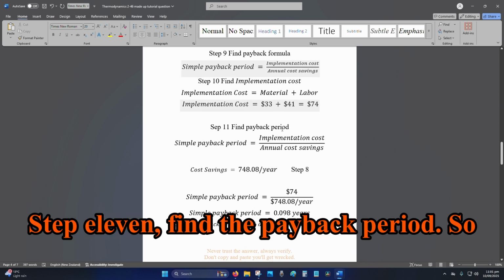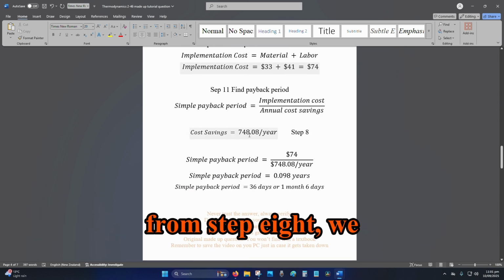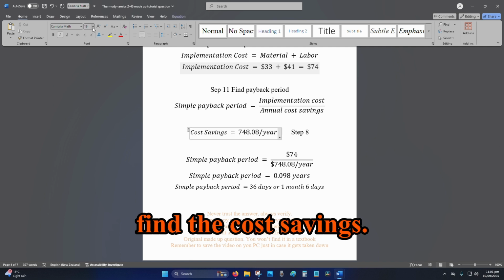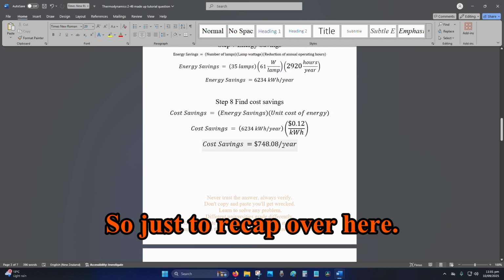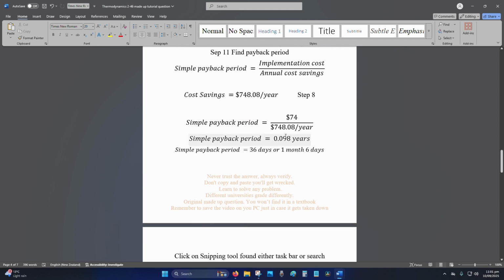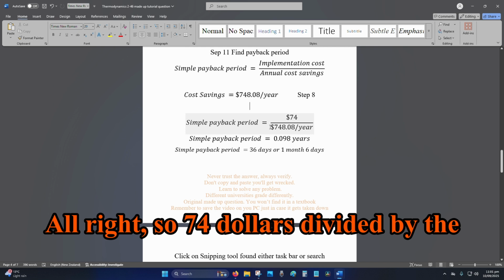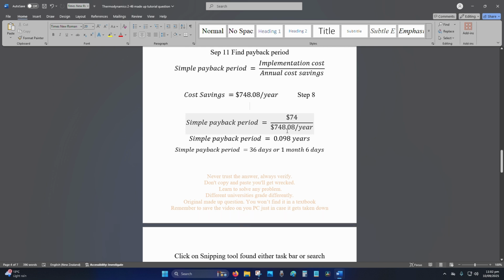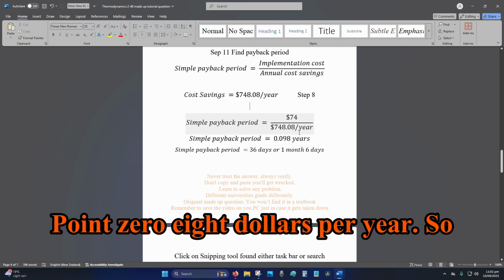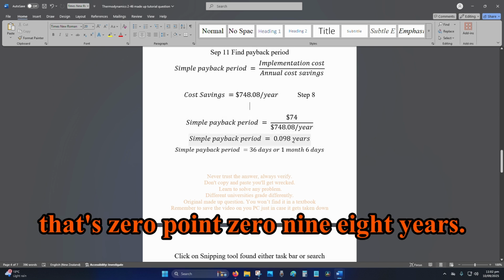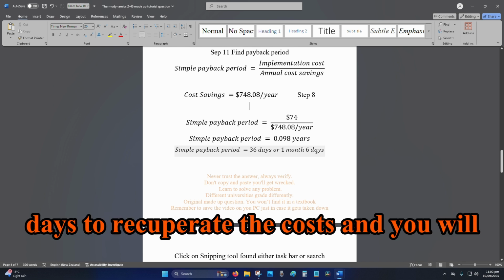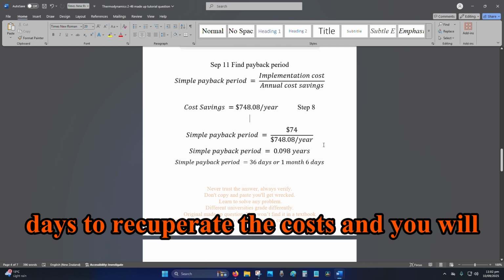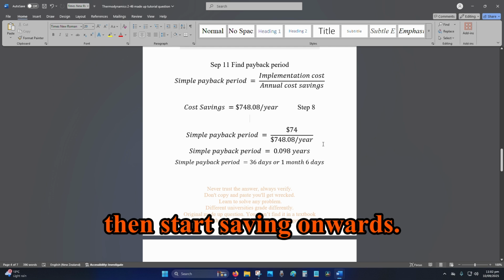Step 11, find the payback period. So from step 8, we find the cost savings. So just a recap over here. Alright, so $74 divided by $748.08 per year. So that's 0.098 years. So that's 36 days, or 1 month and 6 days to recuperate the costs, and you will then start saving onwards.